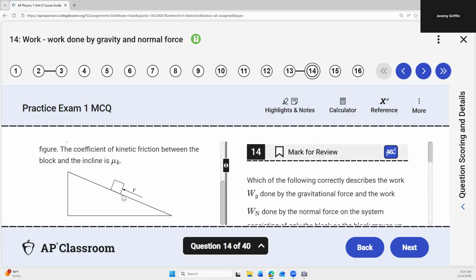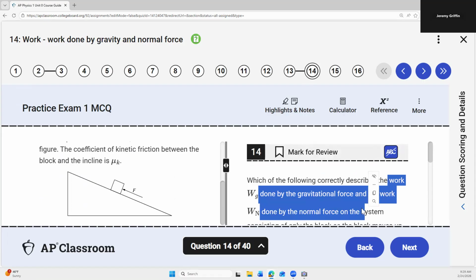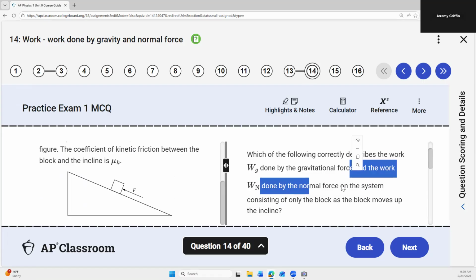Okay, so I think it's the same scenario, isn't it? Same scenario. Which of the following correctly describes the work done by gravitational force and the work done by the normal force as the block moves up the incline? Let's start with the normal force. Normal force is pushing perpendicular to the plane, and the direction of motion is parallel to the plane. So by definition, in that scenario, how much work does the normal force ever do? 0. Yeah, 0 work. So normal force definitely does 0 work. Right? So that one's 0.